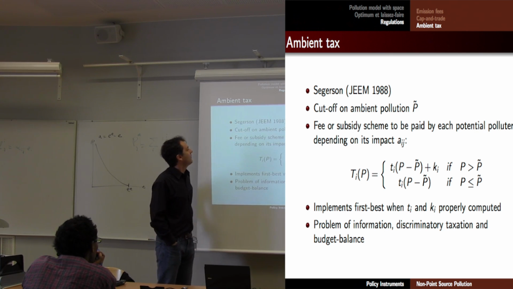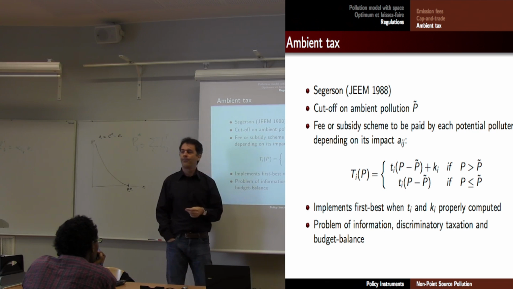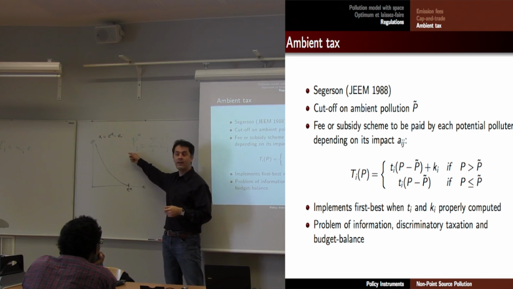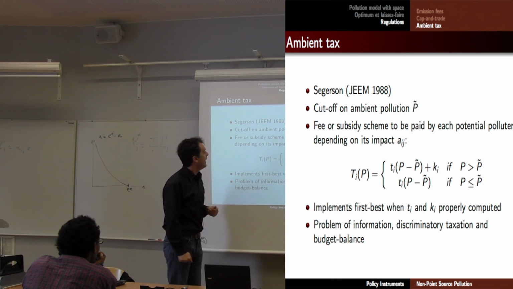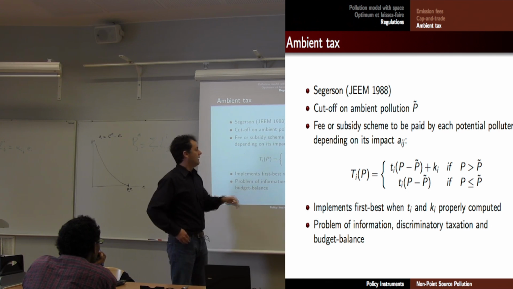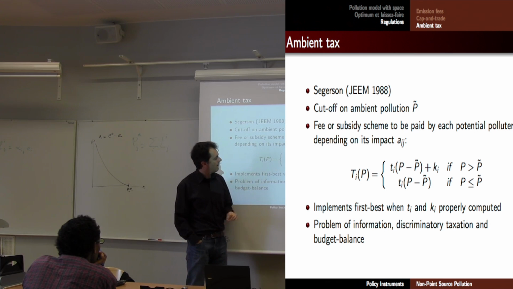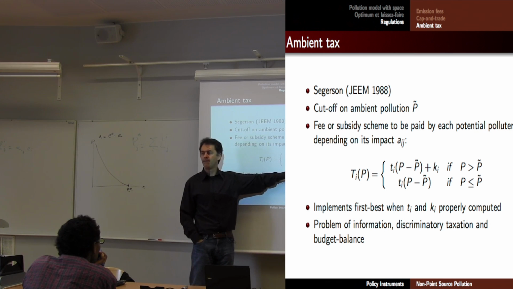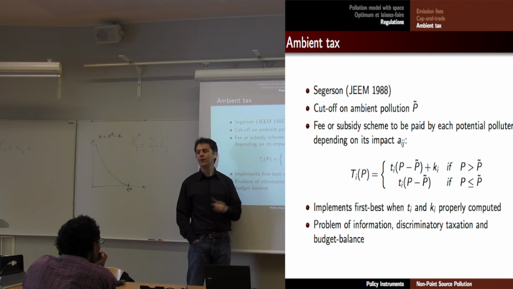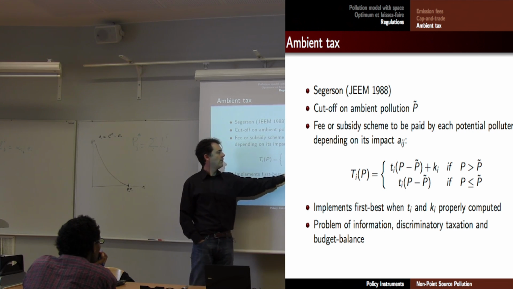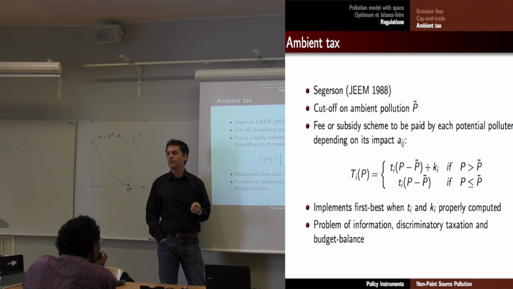It was proposed by Segerson in a JEEM paper. The idea is to define a cutoff on ambient pollution, for instance the first best level of pollution, and then compute the following tax rate. You measure total pollution. If total pollution is lower than the cutoff, you give a subsidy to each polluter, which can depend on the identity of the polluter, for each unit of pollution below the cutoff. So you subsidize pollution reduction compared to this threshold.